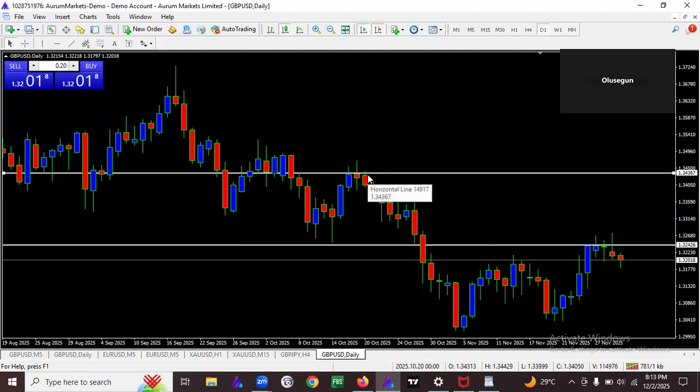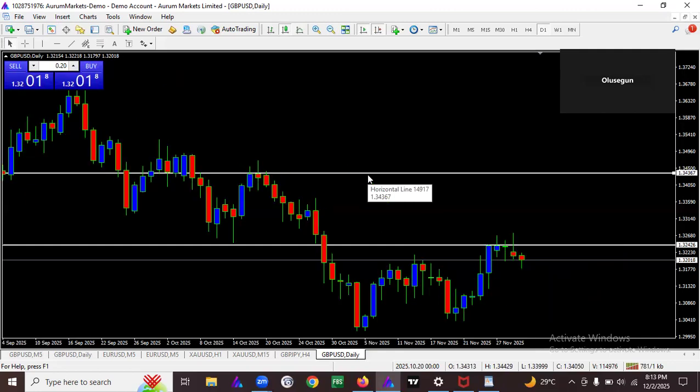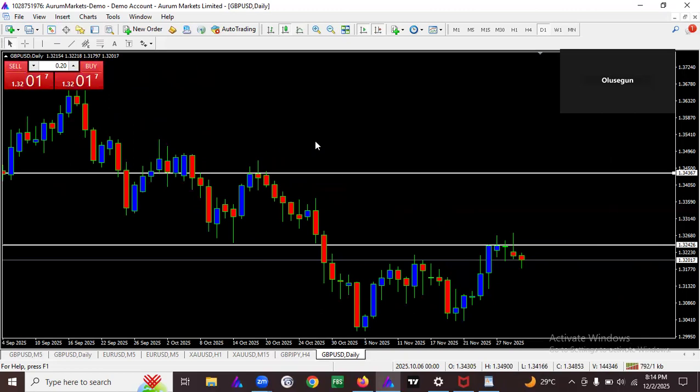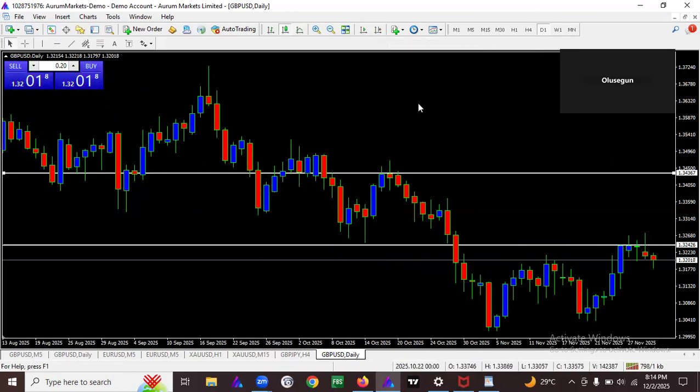And at the resistance level, supply is higher than demand. At the resistance level, we have more sellers than buyers. Are you with me? And so when you have more sellers than buyers, what will happen to price? Price is expected to drop because supply will be higher than demand.